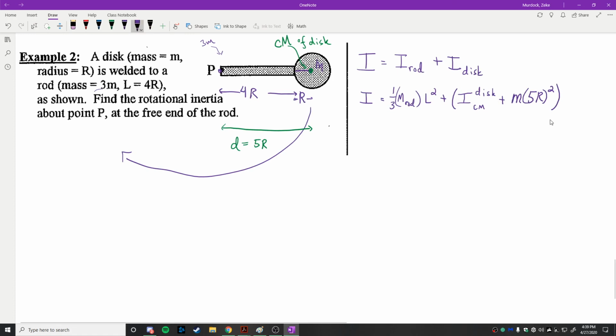Okay, so what we're going to have then is I equals 1/3. The mass of the rod is 3m. The length of the rod was 4r. The moment of inertia of the disk about its center of mass, if it's a solid cylinder, is going to be 1/2 the mass of the disk, which is little m, times its radius squared, plus 25 little m r squared. And we just gotta add all that stuff up.